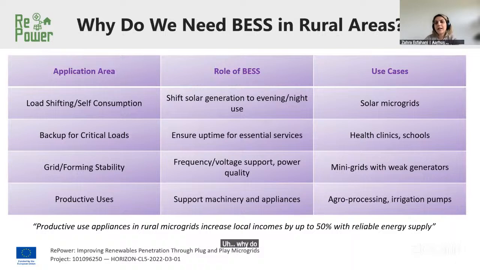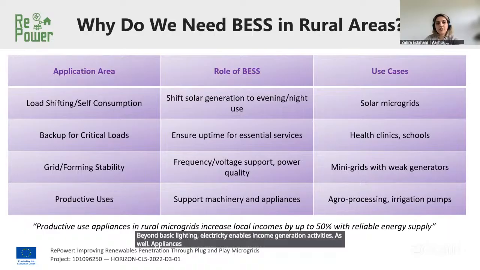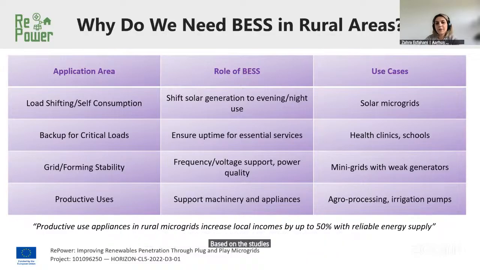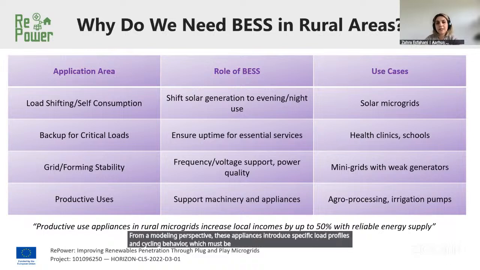Why do we need battery energy storage systems in rural areas? Beyond basic lighting, electricity enables income generation activities as well. Appliances like mills, refrigerators, water pumps fall under productive use. Based on the studies, reliable power in Africa can raise local income by 50%. From a modeling perspective, these appliances introduce specific load profiles and cycling behavior, which must be reflected in battery operation strategies and energy management system logic to prevent premature degradation. That's why the modeling matters in this context.